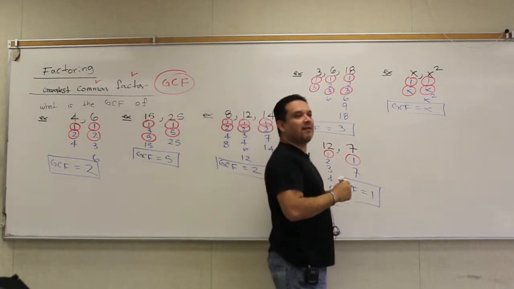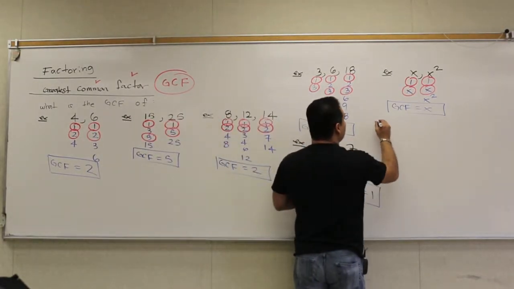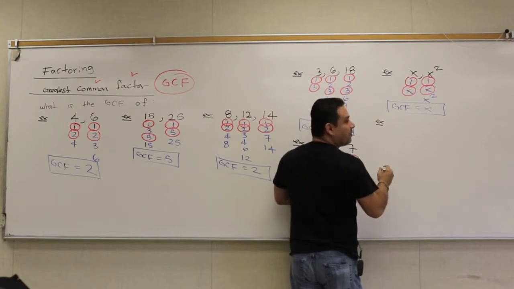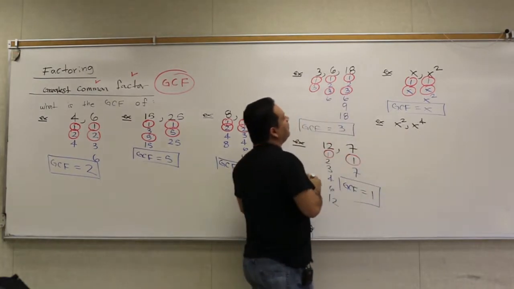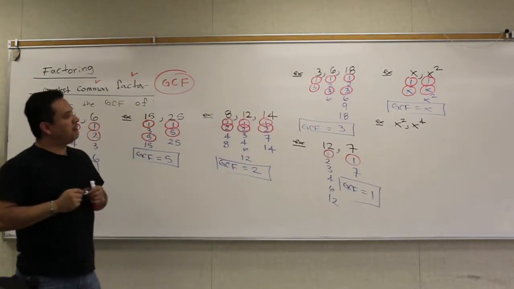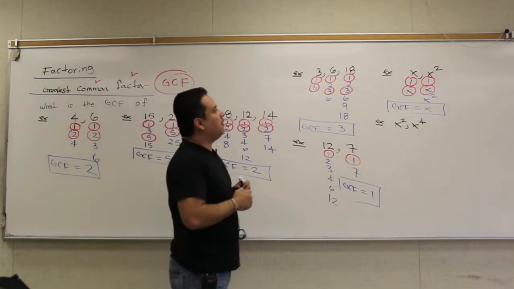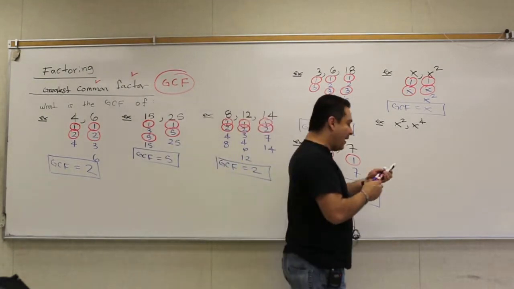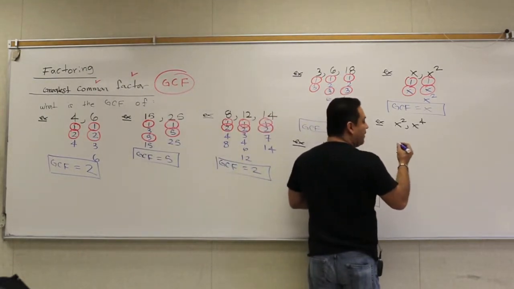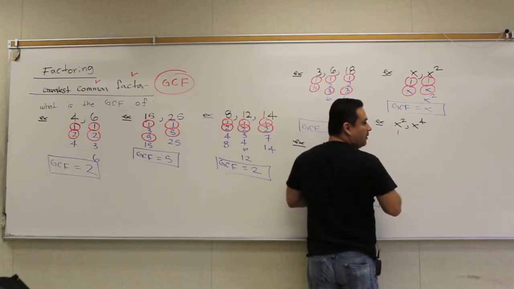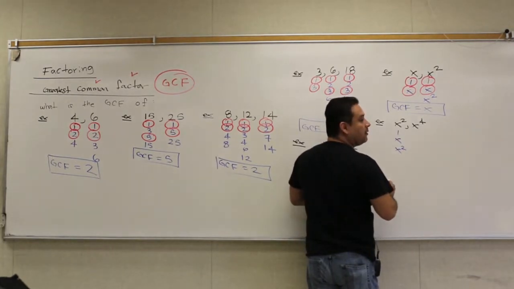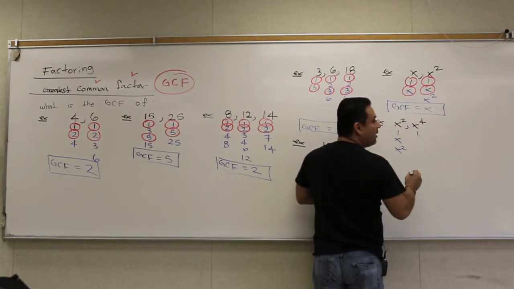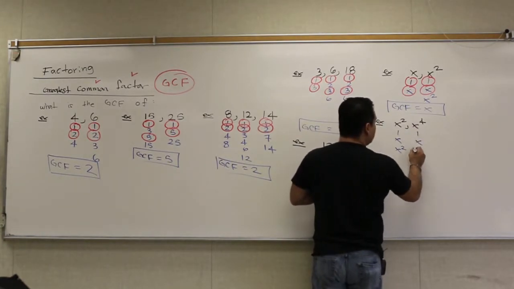Is that easy, or is that, in some ways, this is the new part. Greatest common factor of the variables. X squared, x to the 4th. Greatest common factor. Let's see. What are factors of x squared? 1. What else? X, and then x squared. What about x to the 4th? 1. What else? X squared.